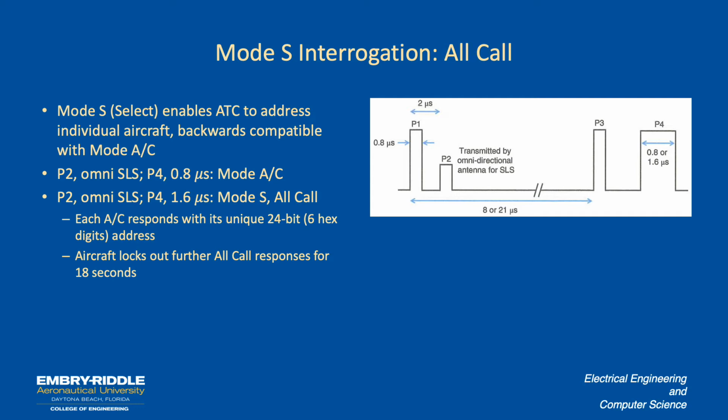We'll talk about the responses in a second with its unique 24-bit identity, which is assigned by ICAO, the International Coordinating Organization for Aviation. Once the aircraft responds to this all call and sends its address back to the ground station, it locks itself out from any further all call interrogations for 18 seconds.